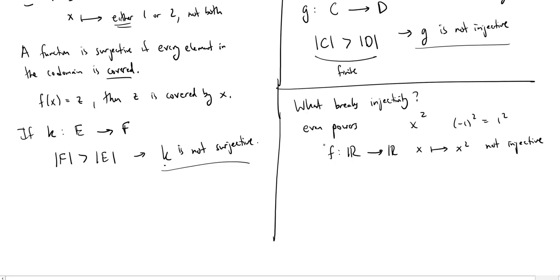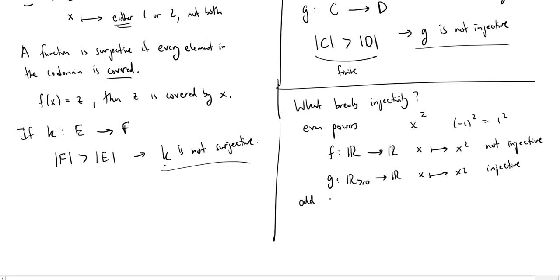Okay, but what if I change the domain to just be the non-negative real numbers? Same function, at least it looks like the same function. The rule is the same. It's not actually the same function because the domain is different. Well, this one is injective. So this is what makes it somewhat tricky: you can look at the same rule and get a function which is either injective or not injective just based on what the domain and the codomain are. So you have to keep all these things in your mind.